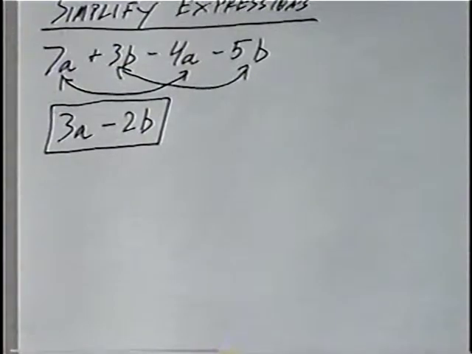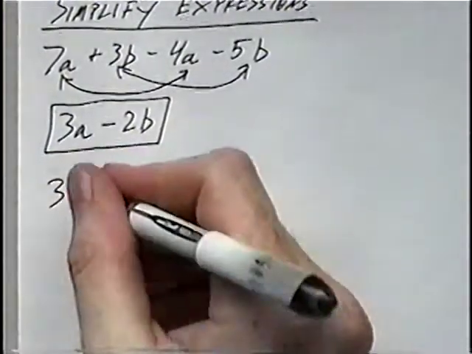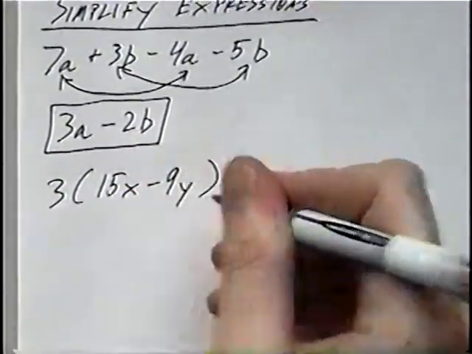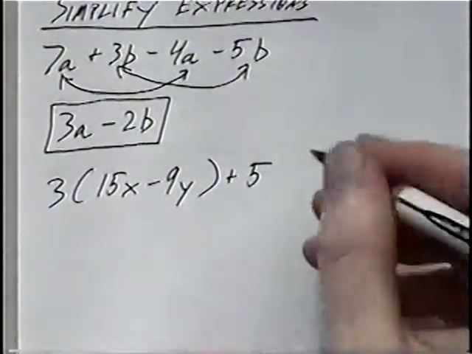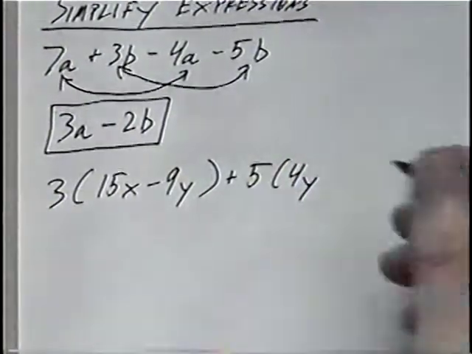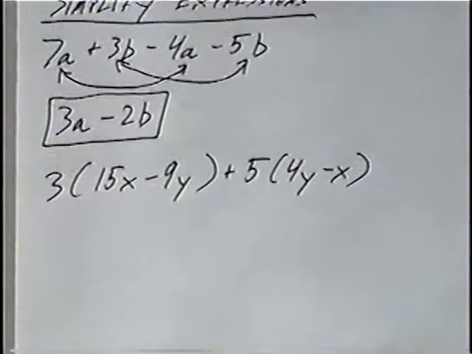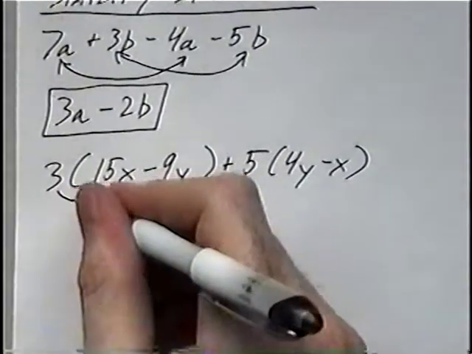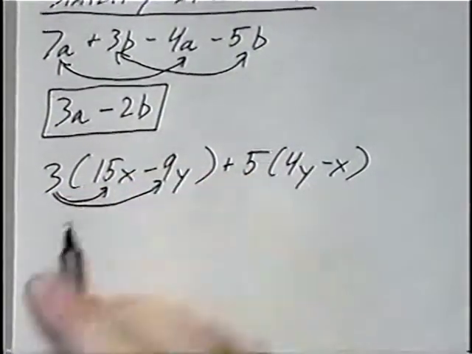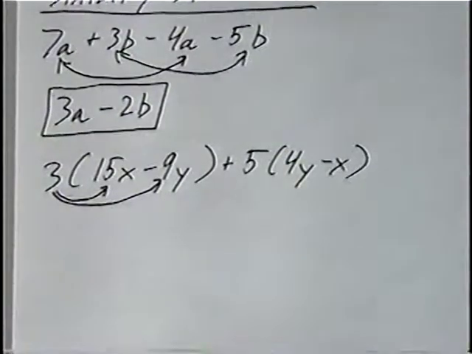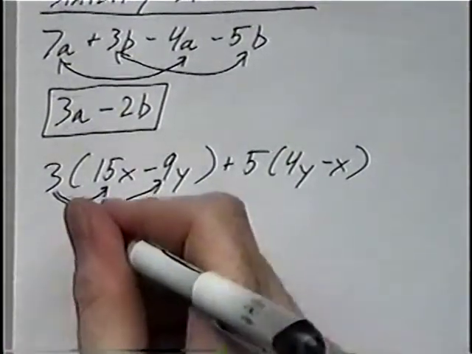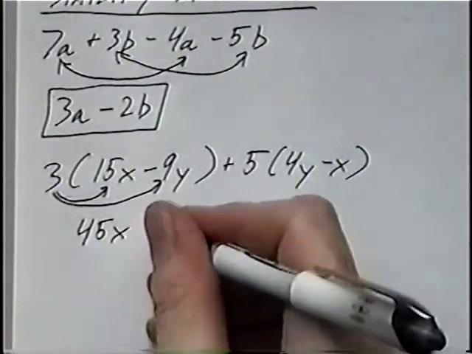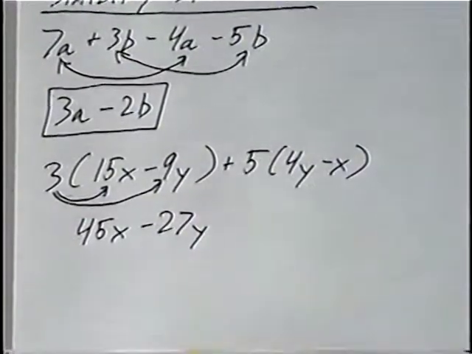Second question and last question for the section. 3, inside parentheses, 15x minus 9y, plus 5, in parentheses, 4y minus x. Solving, we can use distributive property on the first parentheses, multiplying 3 by each of the inside terms. 3 times 15 would be 45x, and 3 times the negative 9y would be minus 27y.